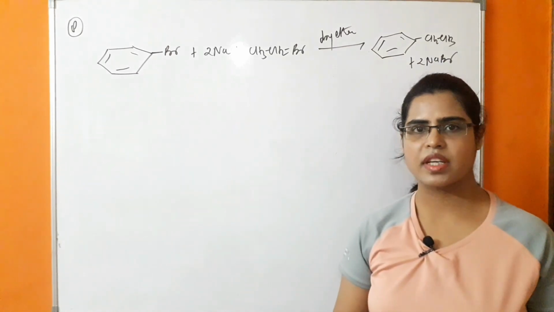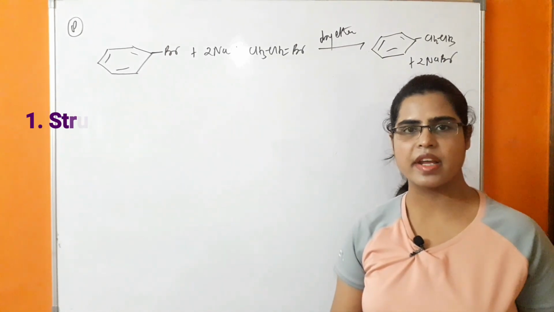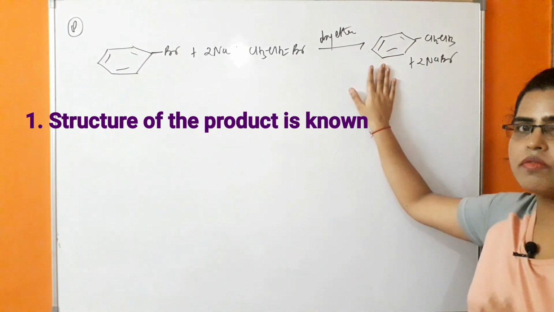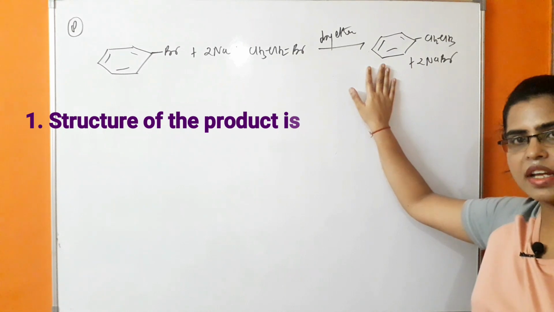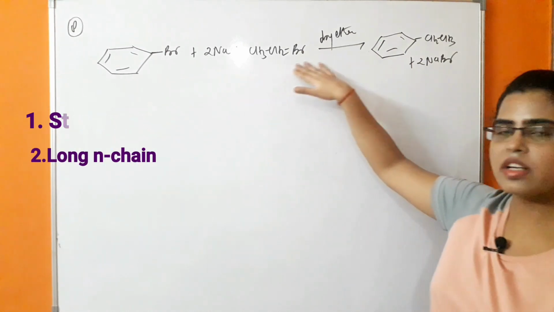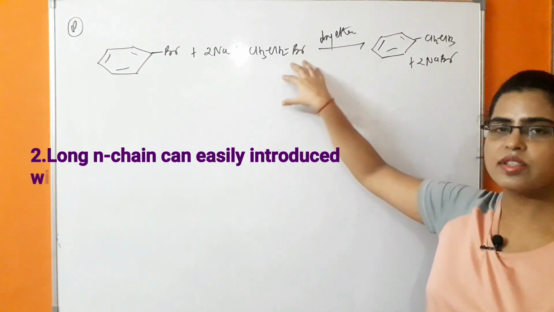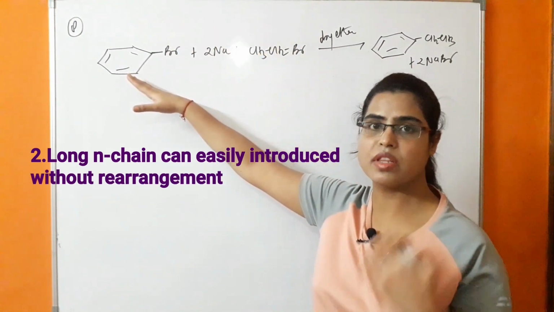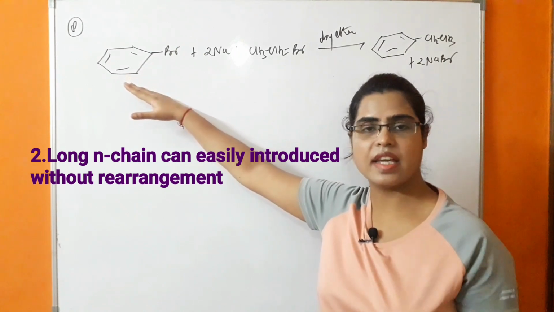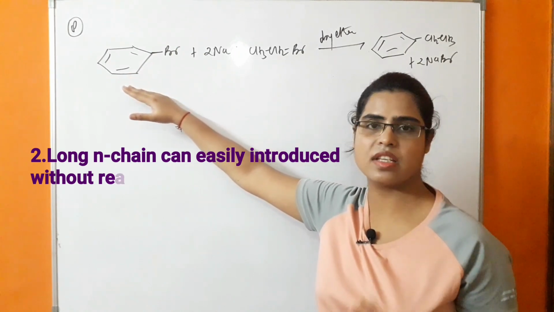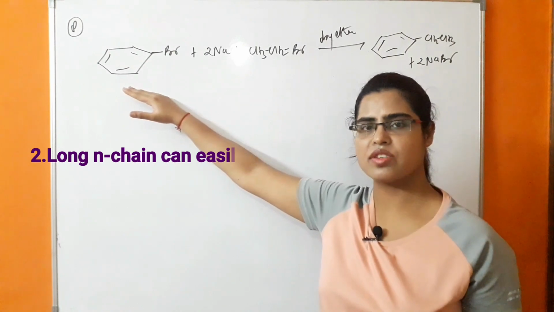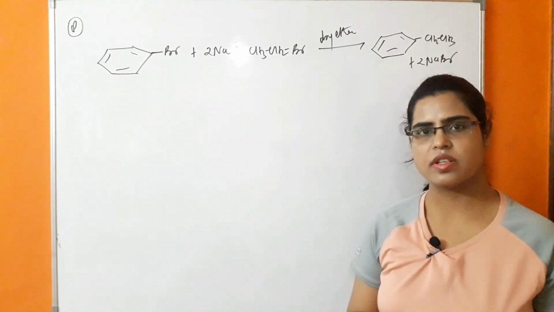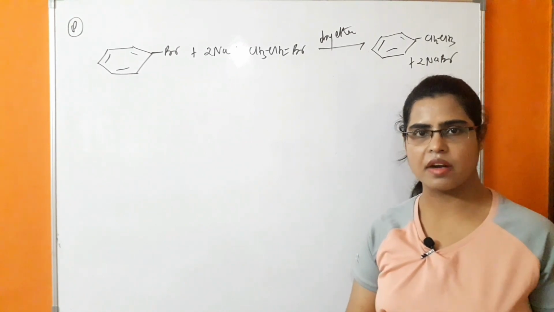So what is the significance of Wurtz-Fittig over Friedel-Crafts reaction? In this case, we know the structure of the final product obtained in the Wurtz-Fittig reaction. Second, if there is a longer chain of alkyl halide, then this longer alkyl chain will be directly introduced in benzene without any rearrangement in the case of Wurtz-Fittig reaction, whereas in the case of Friedel-Crafts reaction there will be rearrangement. Because of that, Wurtz-Fittig reaction has an advantage over Friedel-Crafts reaction.